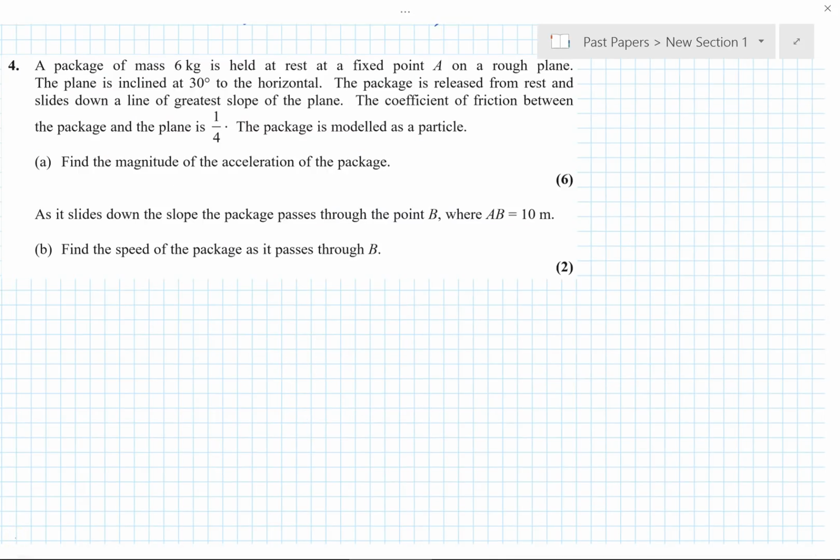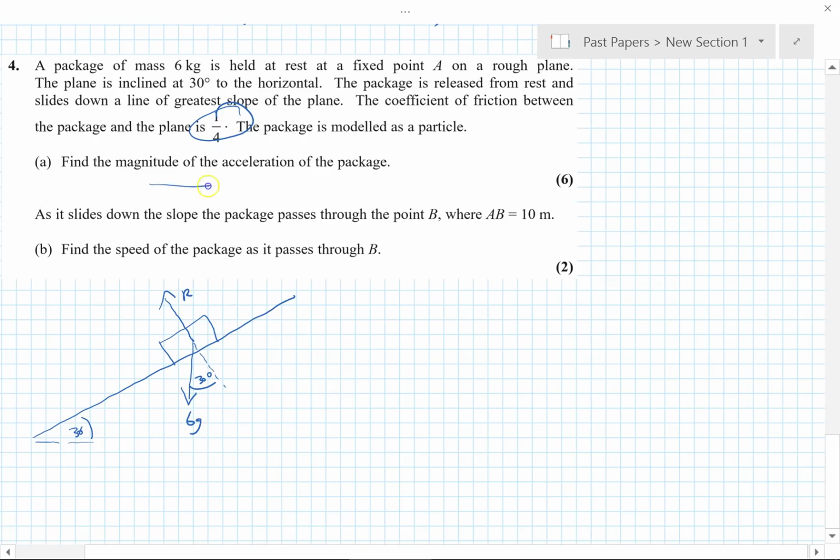Okay, question 4 was a pretty straightforward dynamics question, a single particle on an inclined plane. The most common place where people lost marks here was actually rounding errors, which I'll talk about later. But anyway, we've got a particle of mass 6 kilograms, so that means it's got weight 6g, inclined at angle 30 degrees, which means the angle here is 30 degrees. And we have R here, and we're told it's on a rough plane, and we're given a coefficient of a quarter, and we're told it's accelerating.